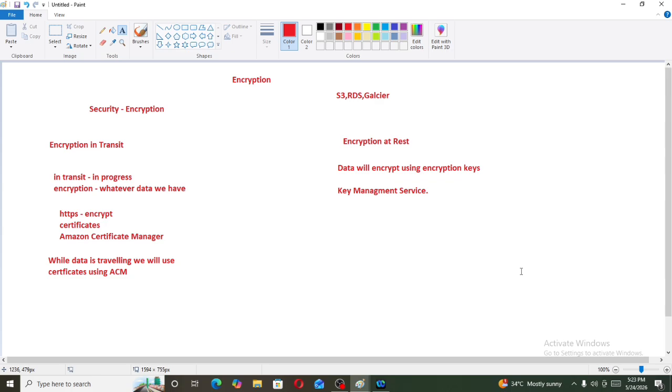So this is all about encryption in transit and encryption at rest. From a security point of view, you should know both. If an interviewer asks how you can secure your data, you can tell about encryption in transit and encryption at rest. This is a very important interview question.